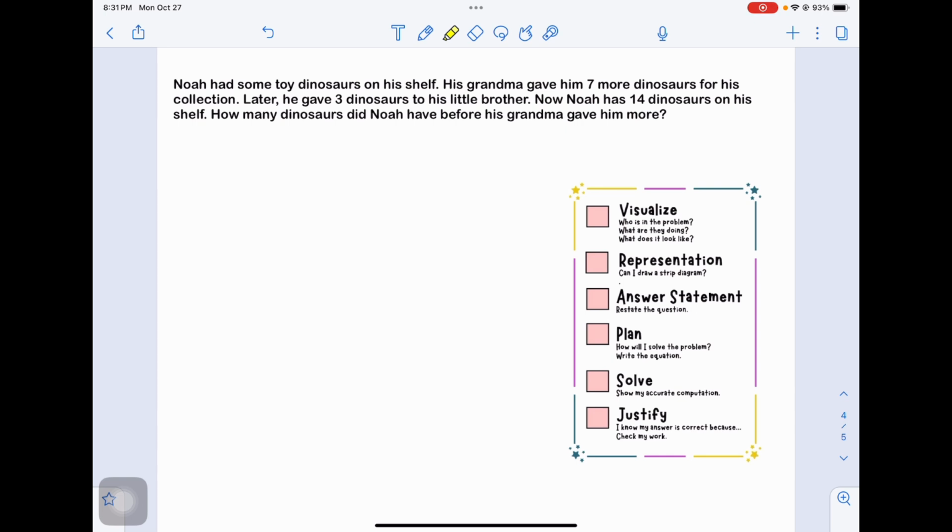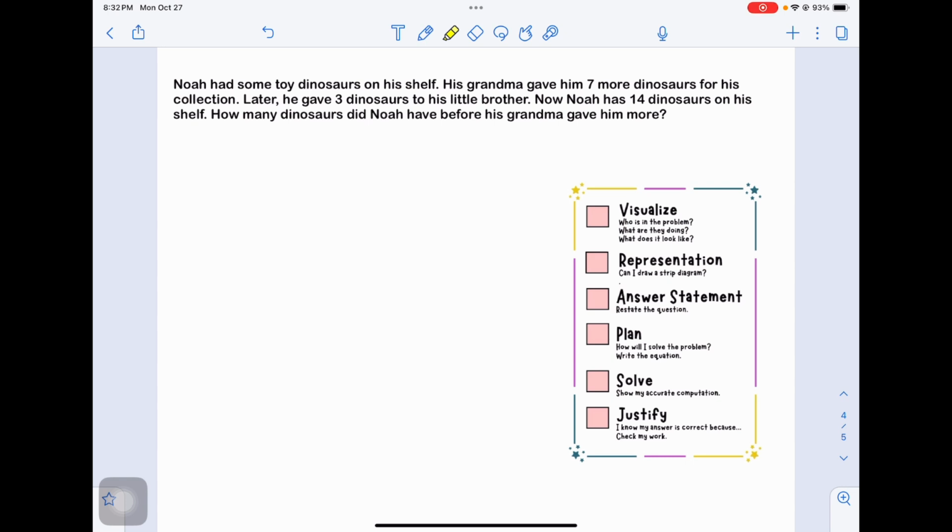Noah had some toy dinosaurs on his shelf. His grandma gave him 7 more dinosaurs for his collection. Later, he gave 3 dinosaurs to his little brother. Now, Noah has 14 dinosaurs on his shelf. How many dinosaurs did Noah have before his grandma gave him more?